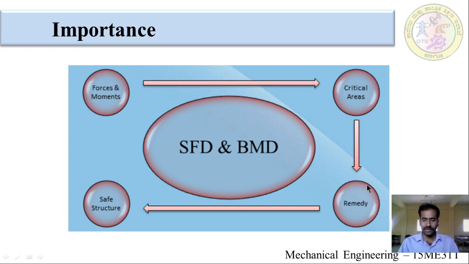If the stress induced in the beam at a particular critical section is more than the allowable stress of that material, then we have to redesign the beam, or we have to decrease the load, or we have to distribute the load to other points. Then you have to check for a safe structure. This is the final step. After redesigning, again we have to check for the safety of the beam.